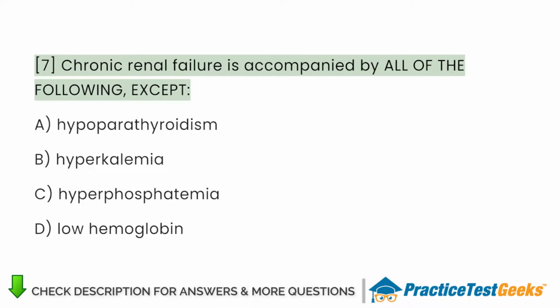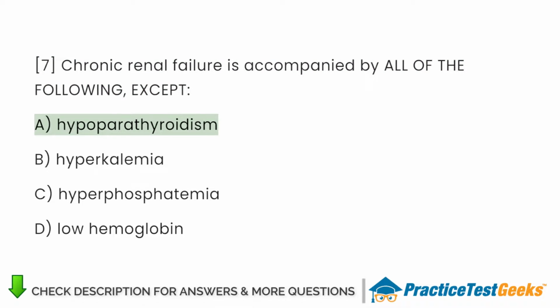Chronic renal failure is accompanied by all of the following, except A. Hypoparathyroidism. B. Hyperkalemia. C. Hyperphosphatemia. D. Low hemoglobin.